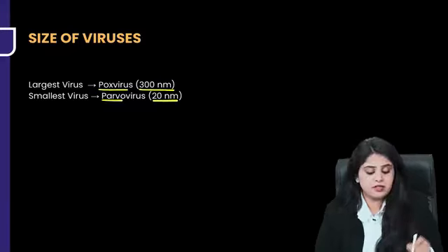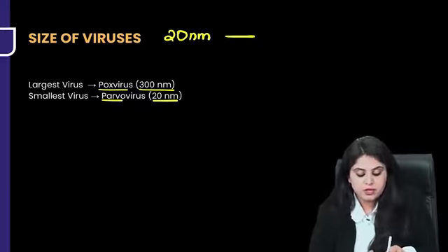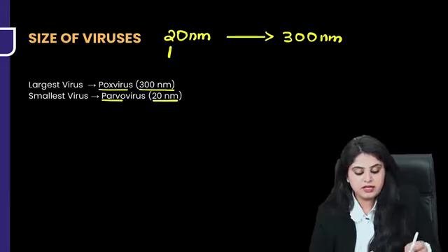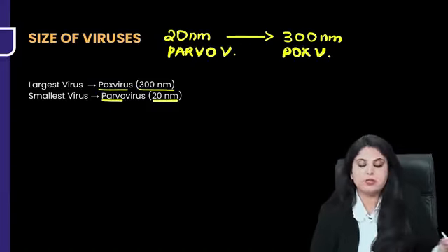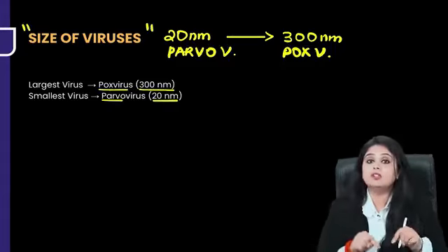20 nanometers means parvovirus. So can I say the size of viruses ranges from 20 nanometers all the way up till 300 nanometers? 20 nanometers kaun sa wala aayega? Ma'am, the tiny little parvovirus is going to be 20 nanometers, and 300 nanometers is going to be the pox virus. This is the size of the virus on the whole.